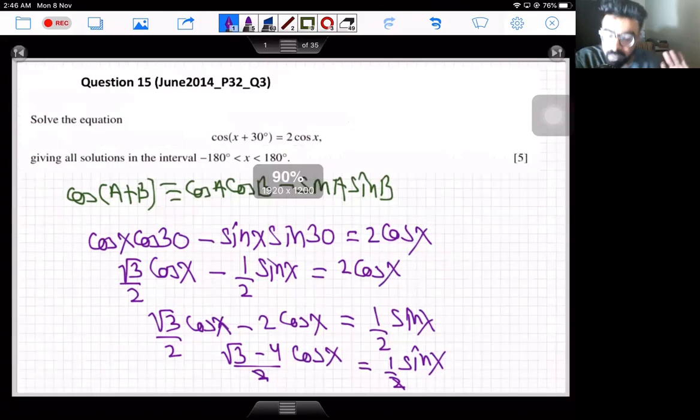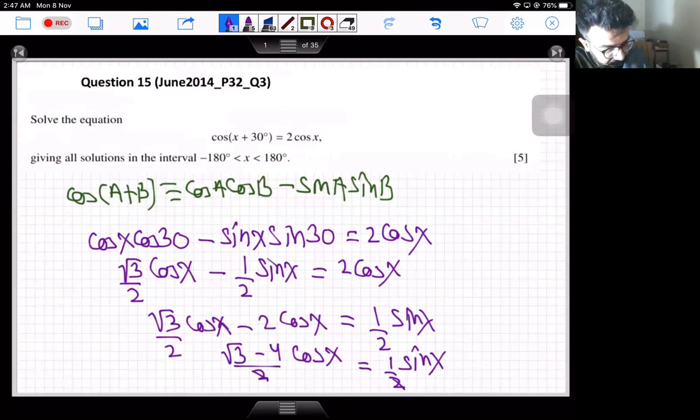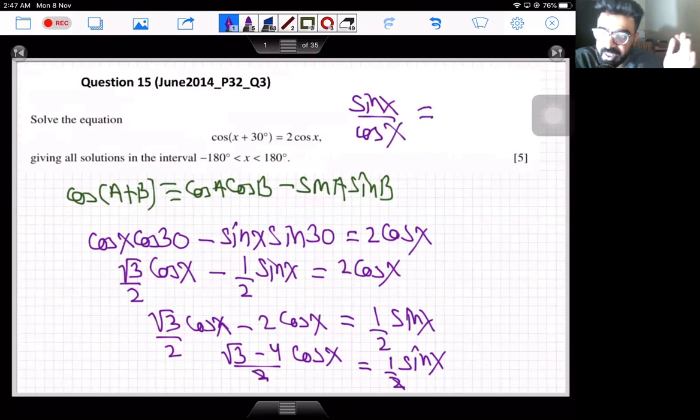Therefore, what we can do here is make sin x over cos x the subject. Why are we doing so? Because sin x over cos x can be expressed as tan x. This basic identity you have been studying since P1. So make sin x over cos x the subject, and you will definitely get tan x.